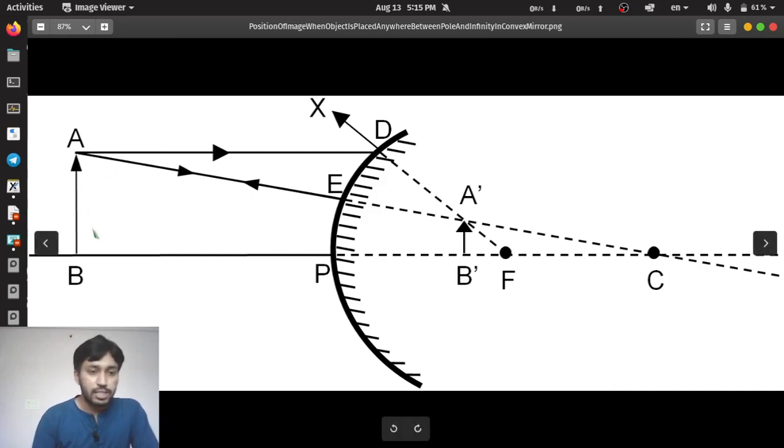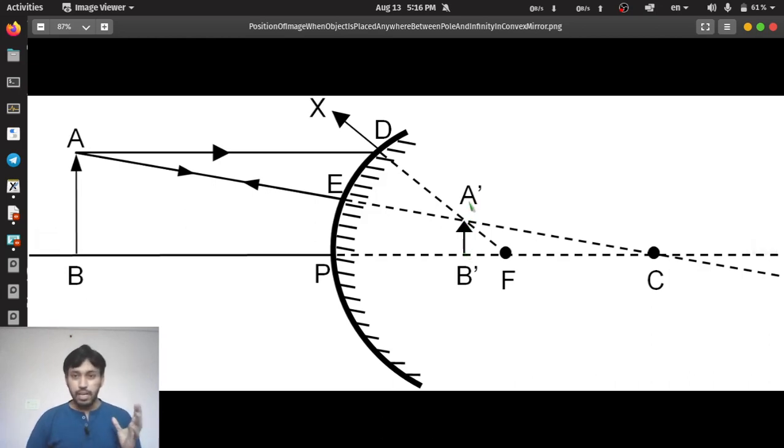So you can see this is the object and 2 light rays, one is parallel to the principal axis, and it will reflect in such a way that we can see it is coming from the focus. Okay, like this. And the second is going through the center of curvature, and you can see it will follow the same path. And if we extend the path like this in a geometrical way, you can see this is the cross section A dash. So here this will be the image.